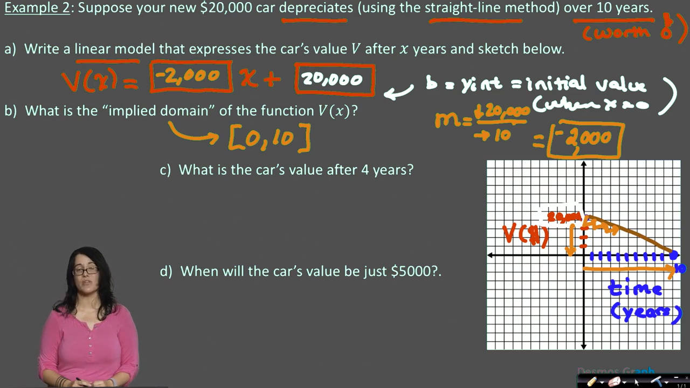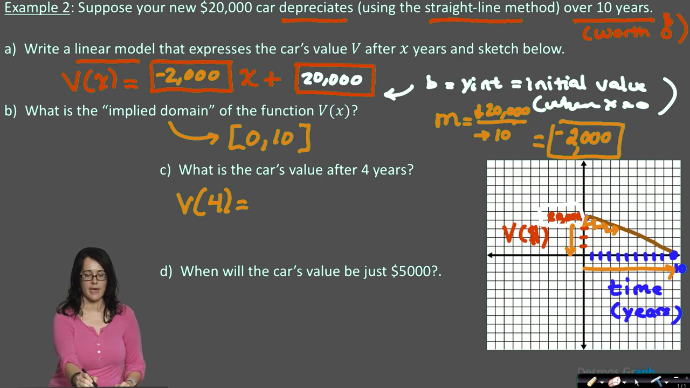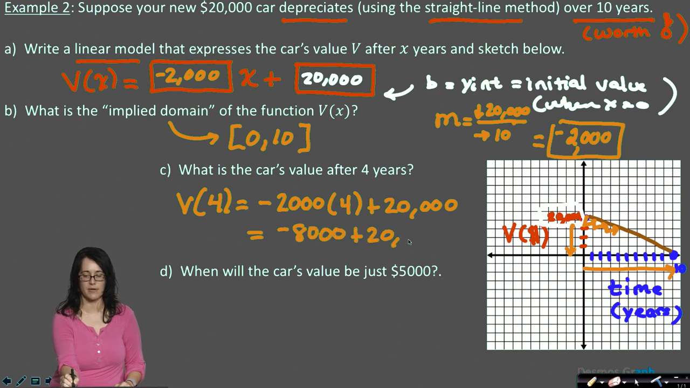Third question says, what would the car's value be after 4 years? So this is an older question, right, from our previous math classes. We know how to input a number into a function and get the output. That's all it's asking. What is the car's value after 4 years? In other words, please find v of 4, the y value when x is 4. You can do that by taking negative 2,000, multiplying it by 4, and adding 20,000. So you get your negative 8,000 plus your initial amount that you paid, 20,000. And now we see, you probably could have figured this out without the model, I know it's an easy one. You see that you have a car after 4 years, which is now only valued at $12,000. Okay, kind of depressing, okay?